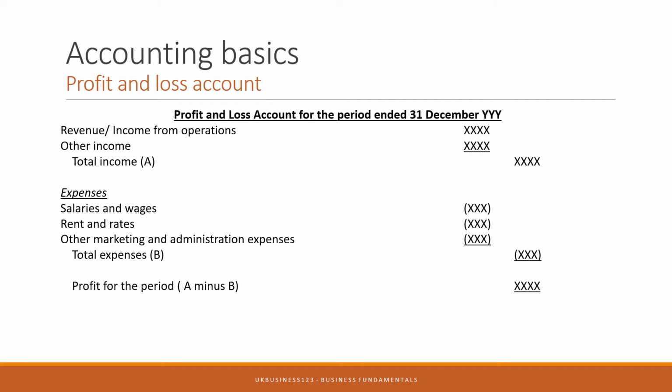So this is an example profit and loss account. As you see at the top there, it says profit and loss account for the period ended, because we are looking at the results over a period of time. So you have there your revenue, other income, then you've got total income, then you've got a list of expenses there: salaries and wages, rent and rates, other expenses, and you've got the total there. So you take your income, which is A, less your expenses, B, you get the profit or loss for the period.